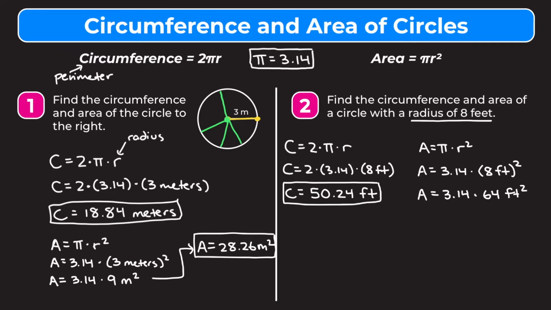And finally, we're going to go to our calculator and multiply 3.14 by 64. And if you guys do that, we should get 200.96, and our units are feet squared.